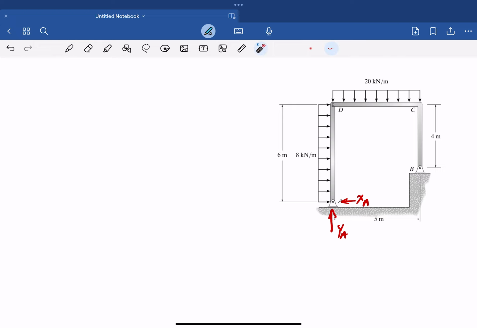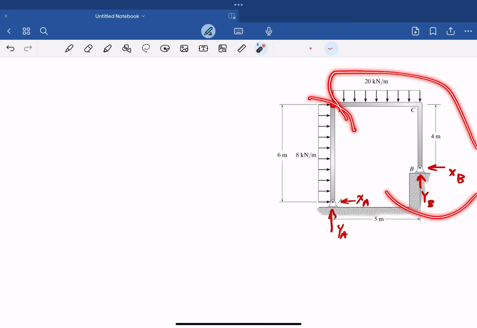Also at support B, it is a pin support, so we'll have two reactions. Again, it will be Y at B and then X at B. There is an intermediate hinge at D, so we can take a moment at D for the bottom side or for the right side and say it is 0, and this will help us also to get the reaction. So always my advice for you is to use this intermediate hinge whenever you have it to get the reactions.